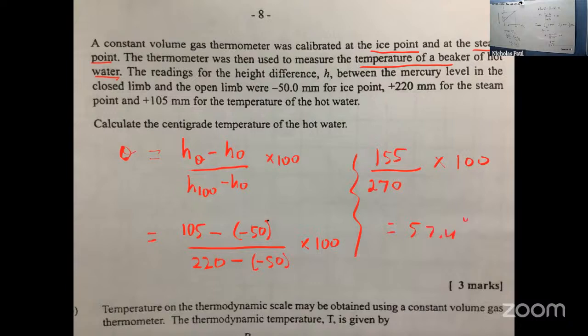To how many figures? Keep the significant figures. Right, 57.4 degrees Celsius.